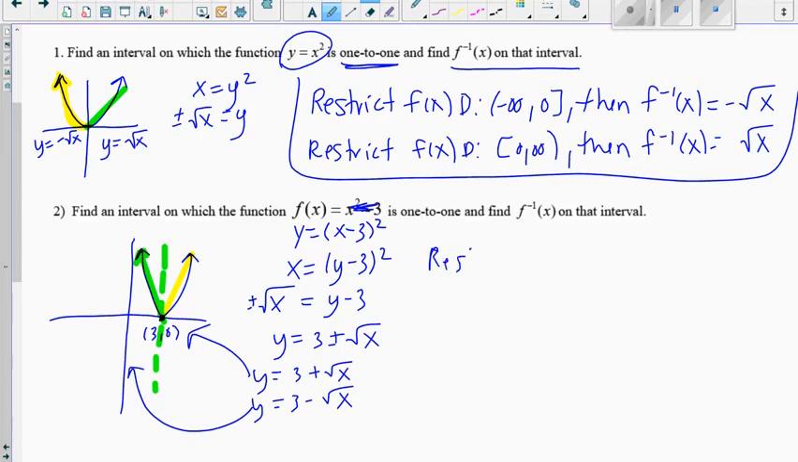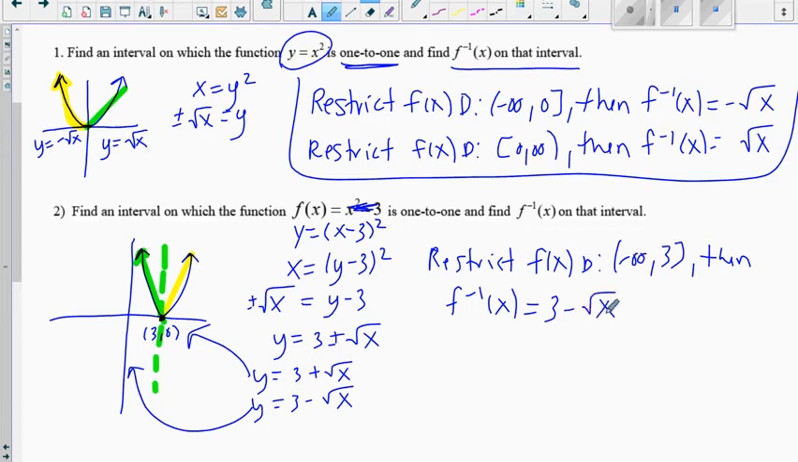So we could say restrict f of x domain to negative infinity to, and now we've moved it to the right 3, so 3. Then f inverse of x would be equal to the negative square root, so 3 minus the square root of x. So that's one possible answer, or we could say restrict f of x domain to bracket 3 to infinity.